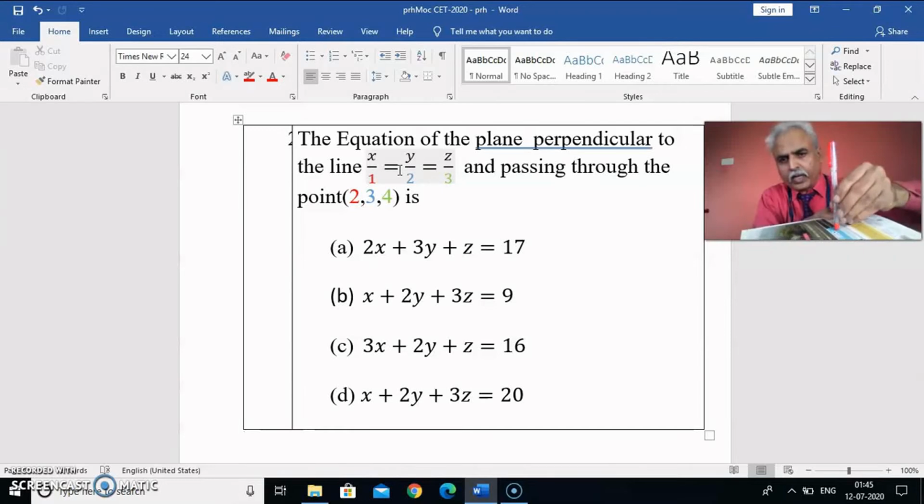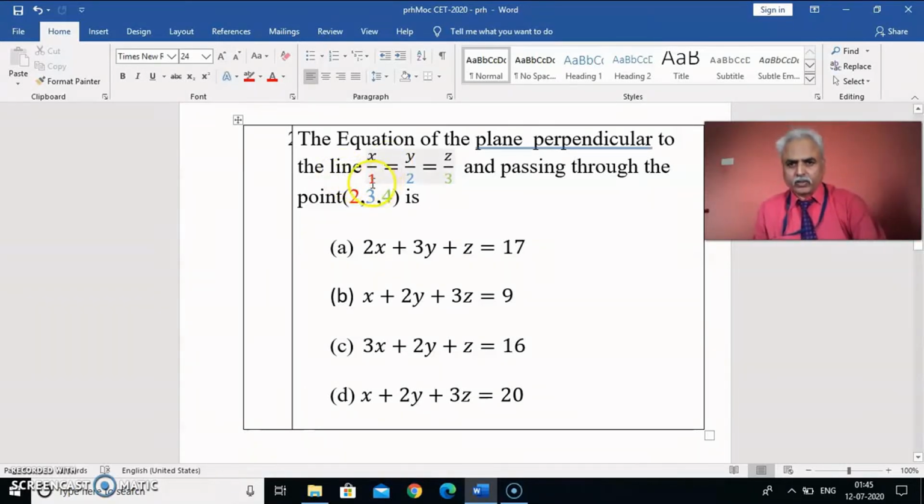This perpendicular has got direction ratios 1, 2, 3. The coefficients in the answer should be x, 2y, 3z. So I find the answer x, 2y, 3z. There are two answers like that, but out of these, which one? For that, multiply x to x, y to y, z to z. 2 plus 6 plus 12 becomes 20.